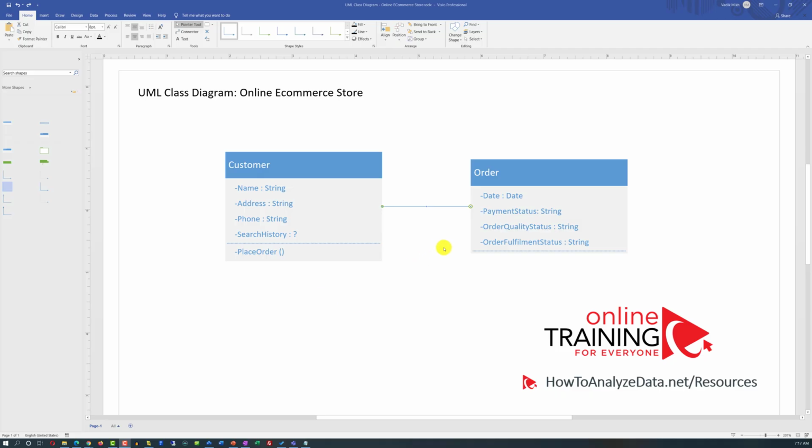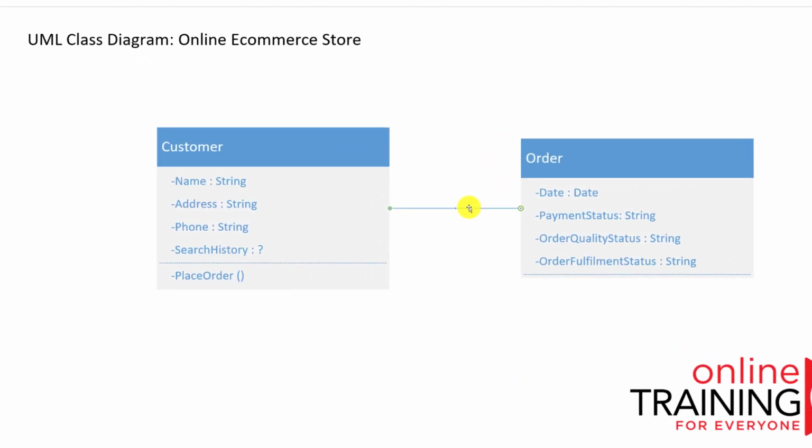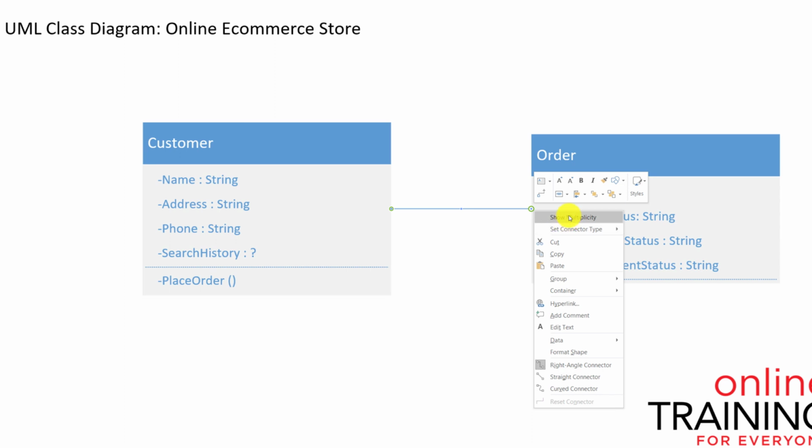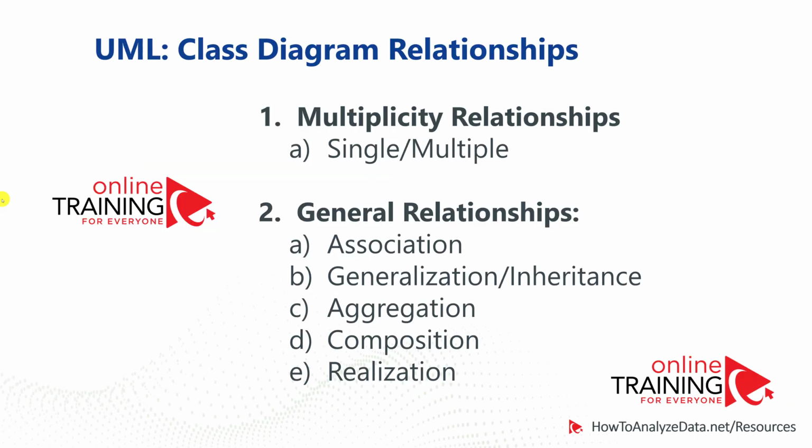By default, an association line does not show multiplicity. To enable multiplicity, you need to select the line, do a right mouse click, and select Show Multiplicity. Typically, you show multiplicity by showing 1 next to the customer and showing many next to the order, and then deleting items that you don't need. Currently, this line shows an association type relationship between customer and orders, and also shows a one-to-many relationship between customer and order, because one customer can submit multiple orders.